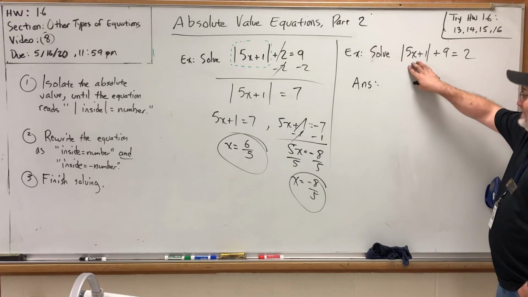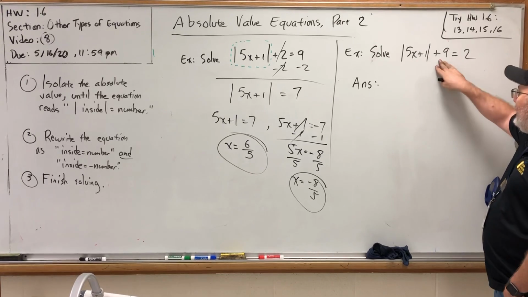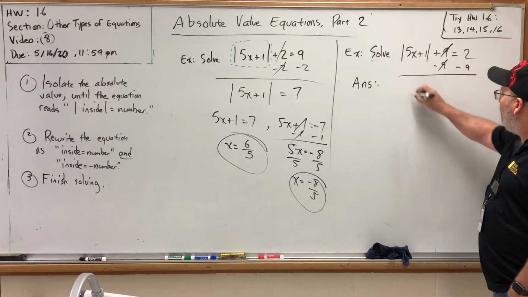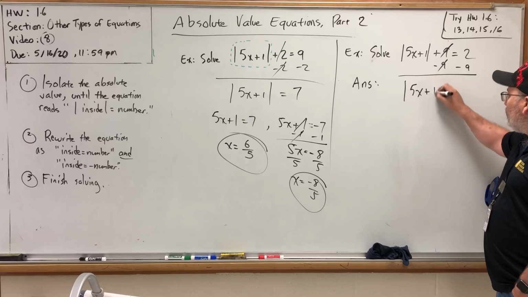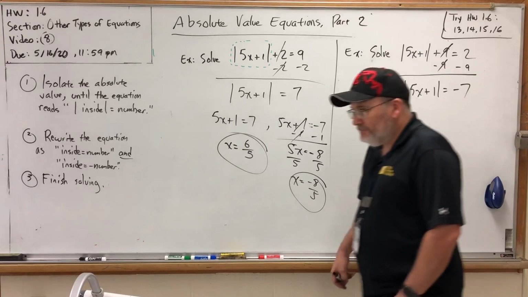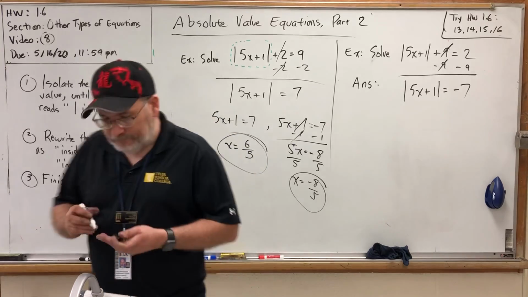Well, to isolate the absolute value, you would have to get rid of the 9, and since it's added, you would subtract. Now we get the absolute value of 5x plus 1 on the left, and 2 minus 9 is negative 7 on the right. You see the problem now?